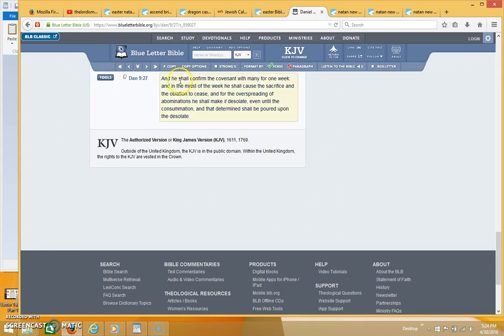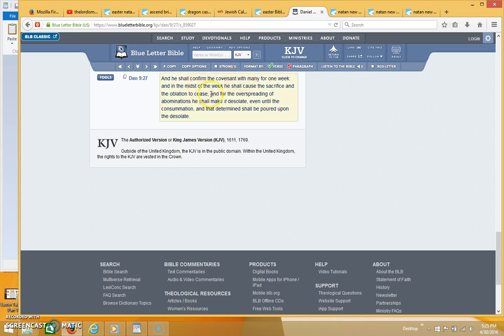Okay, here in Daniel 9:27 it says, "And he shall confirm the covenant with many for 1 week, and in the midst of the week he shall cause the sacrifice and oblation to cease." That's already been fulfilled. "And for the overspreading of abominations he shall make it desolate, even until the consummation, and that determined shall be poured upon the desolate."